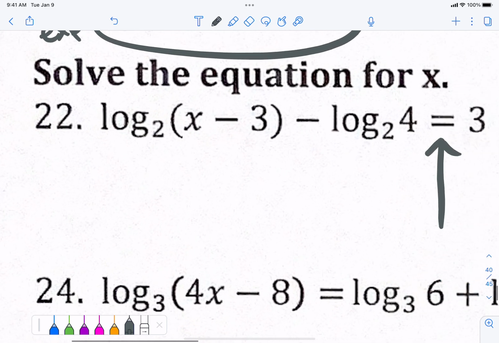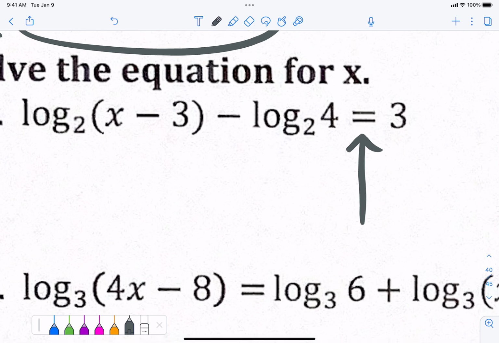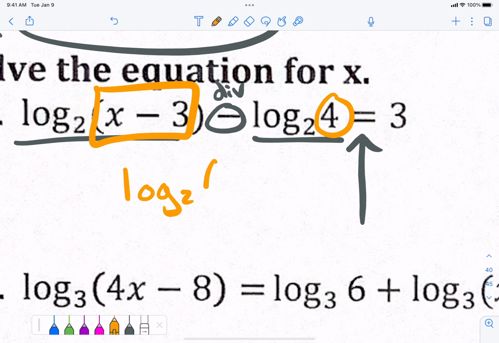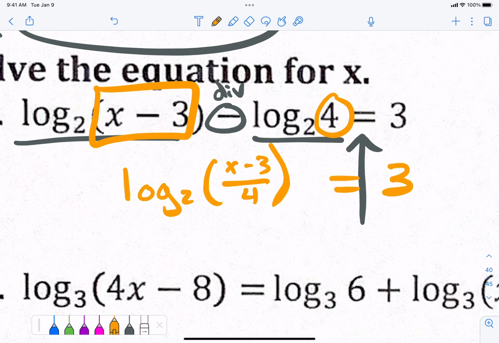So 22. Okay, there's your equal sign. I can combine these two because minus means divide. What am I dividing? X minus 3 divided by 4. How do you do x minus 3 divided by 4? X minus 3 over 4. It doesn't divide nicely, so you just leave them like that, right? Equal to 3. Okay, equals 3, he's just chilling. Now what do you do? Nothing.